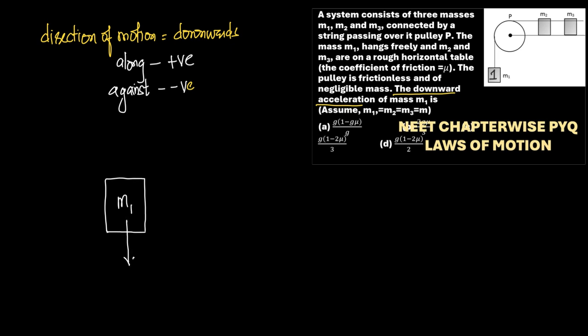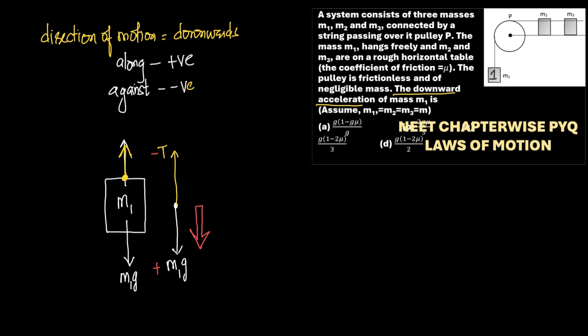The first force is m1g acting downwards, and the upward force, how do we mark that? This is the point of contact, and tension in the string will always act away from the point of contact. So the free body diagram has tension acting in the opposite direction, and then m1g acting in the downward direction. The net direction of motion is downwards. Along the direction of motion, we'll take things to be positive, and against the direction of motion, we'll take it to be negative.